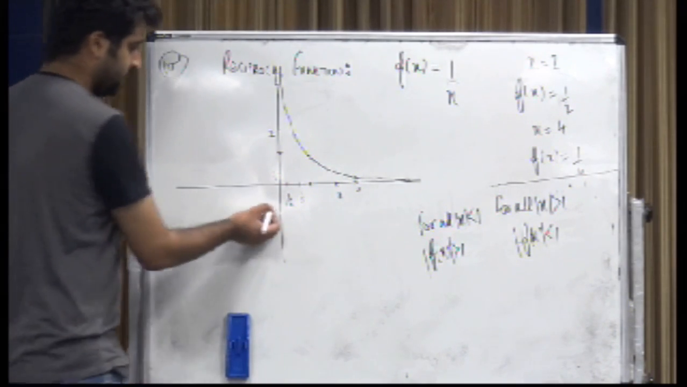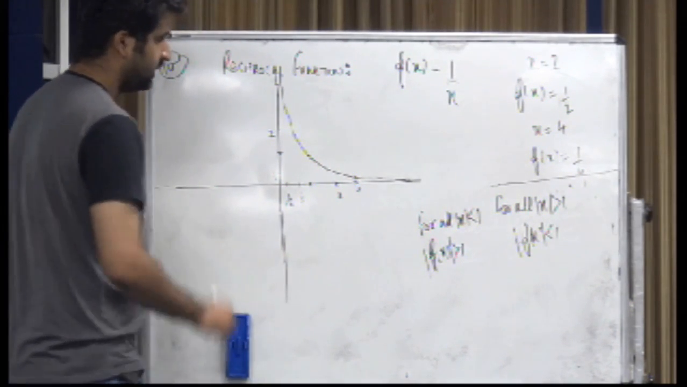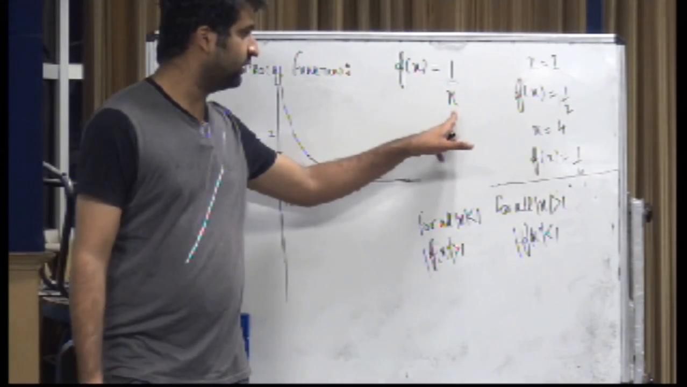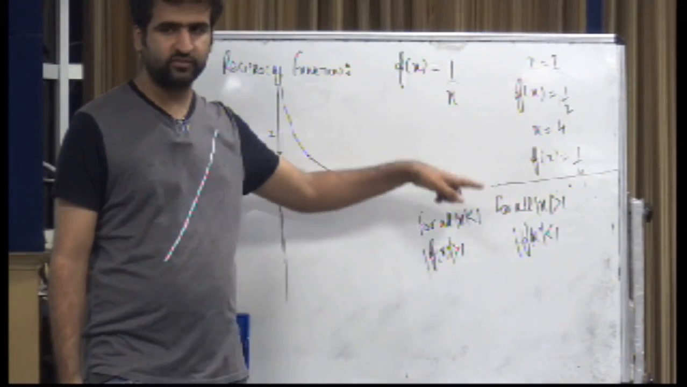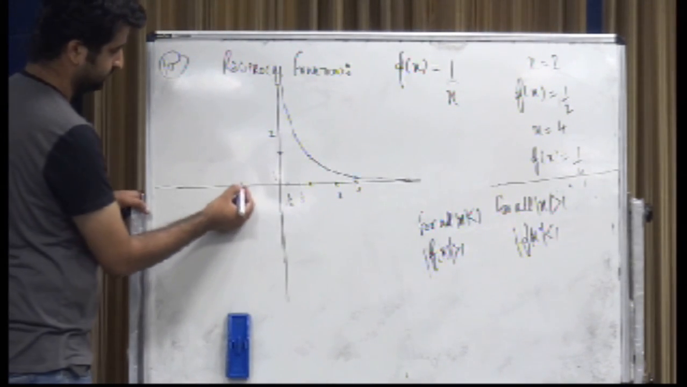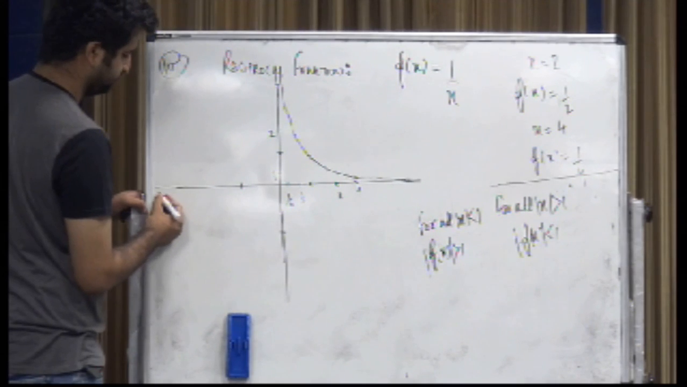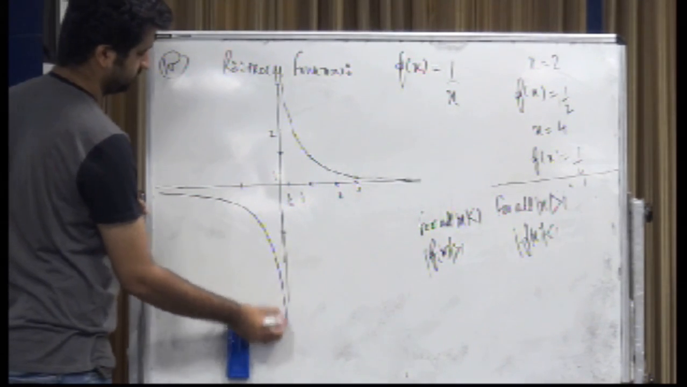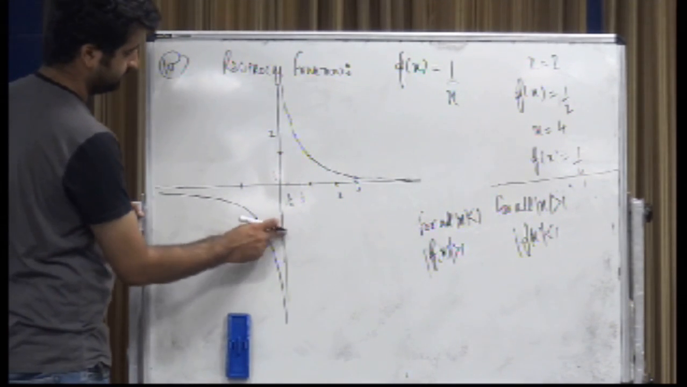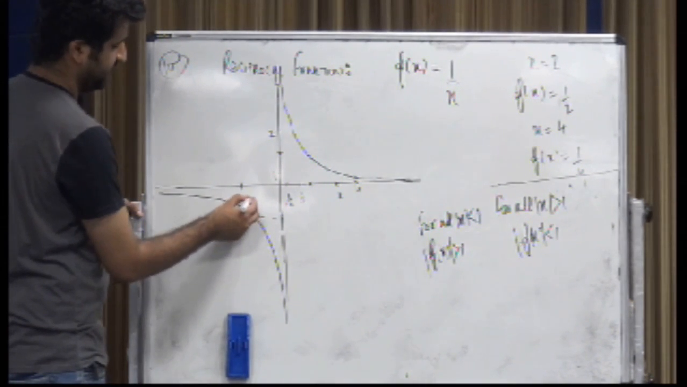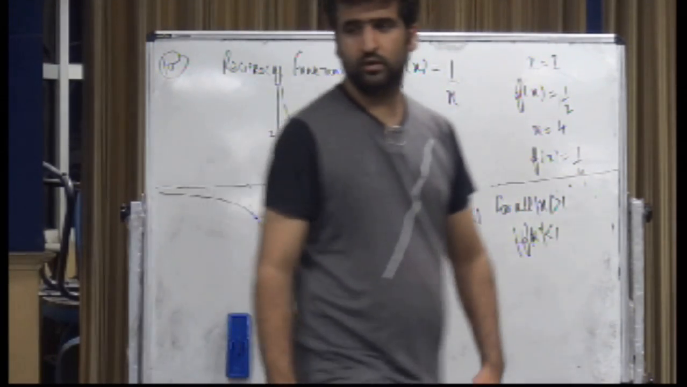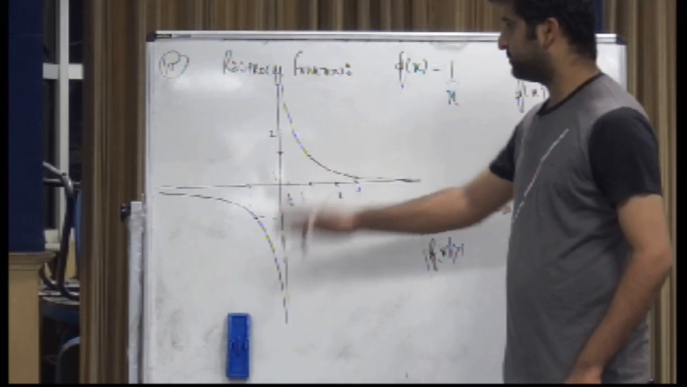And in the case of negative values, if you have x equal to minus 2, you will get minus 1 upon 2. So the graph will be the exact same image of this one in the third quadrant. So it will go like this. So this is x equal to 1, y equal to 1. Understood? So these are the two branches of the graph of the reciprocal function.